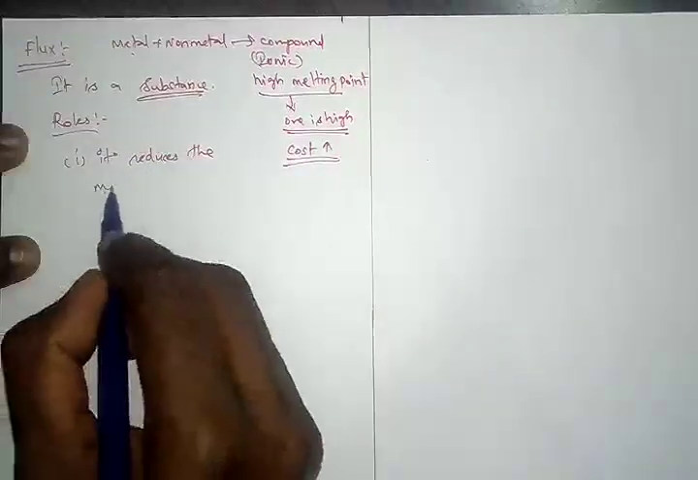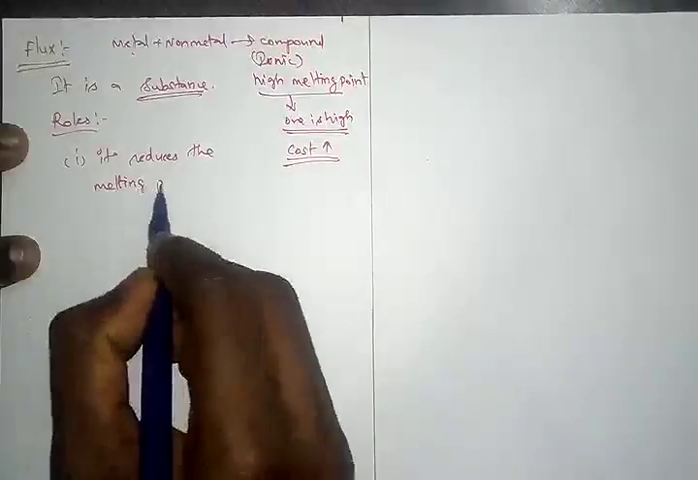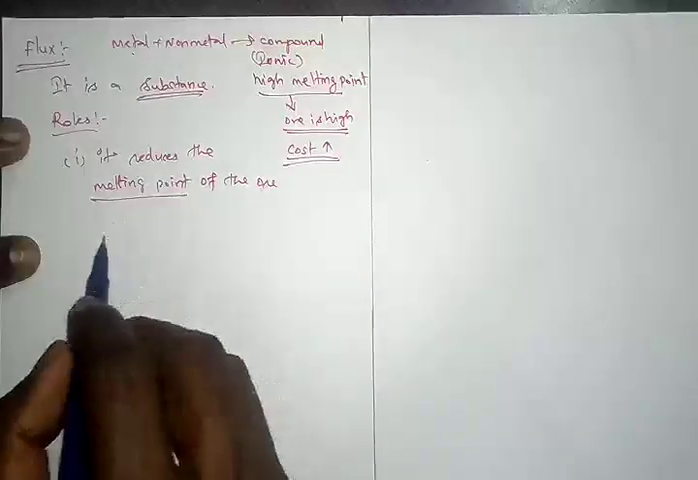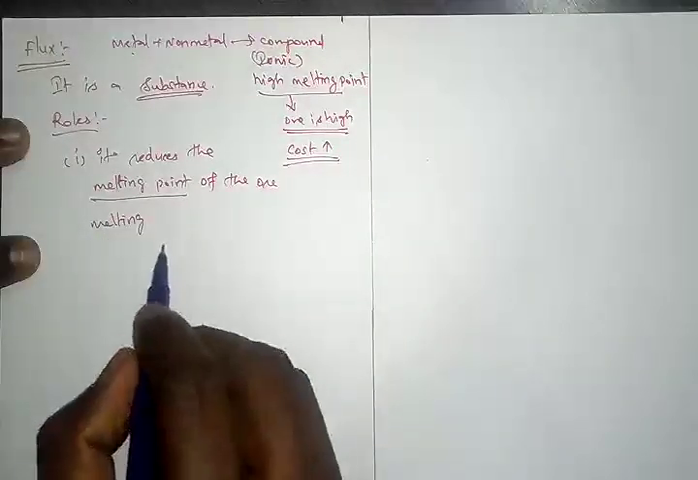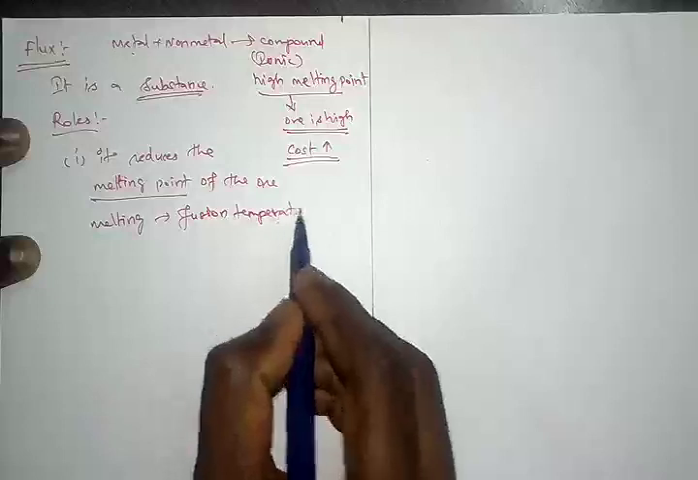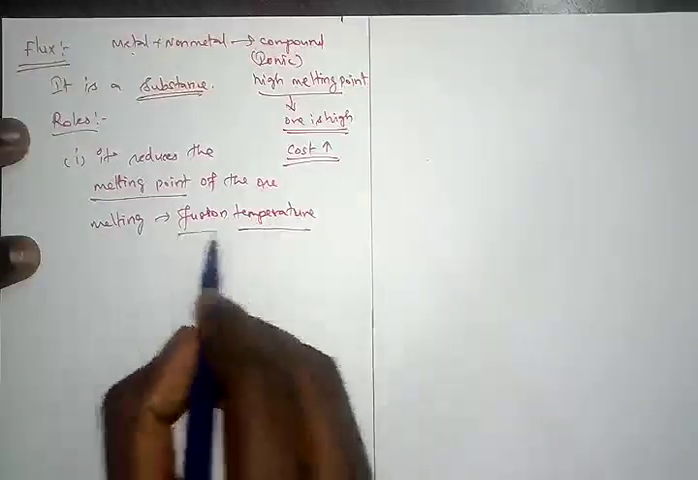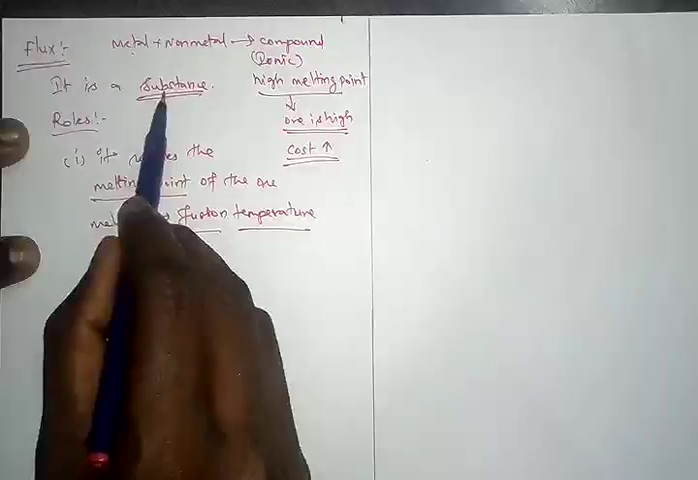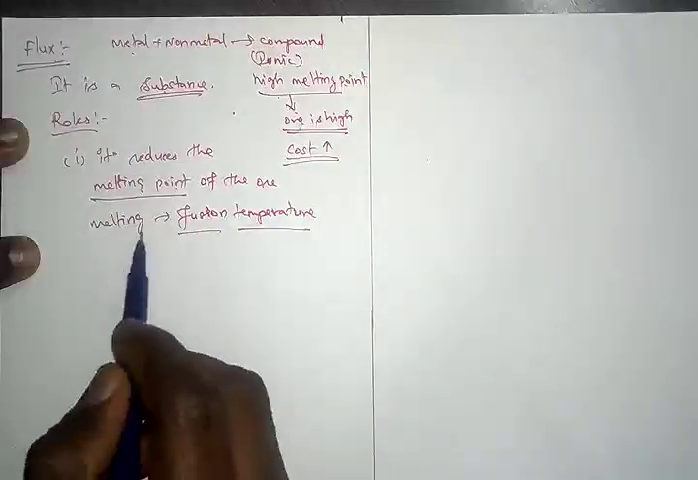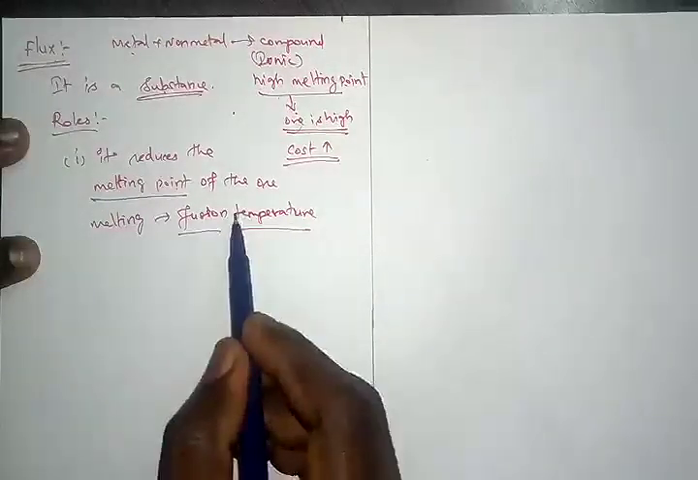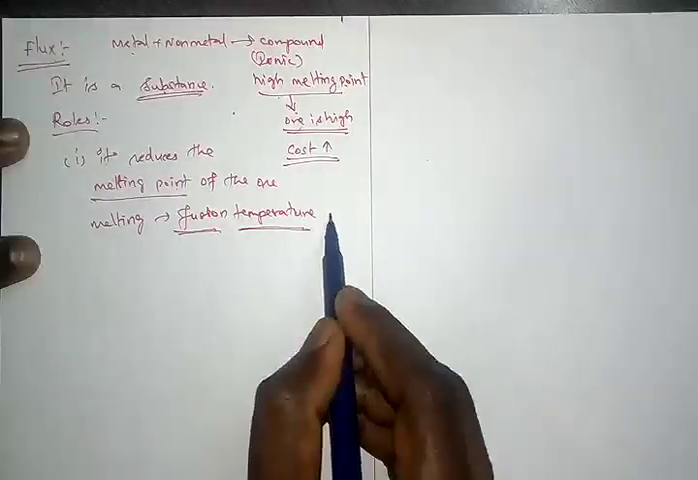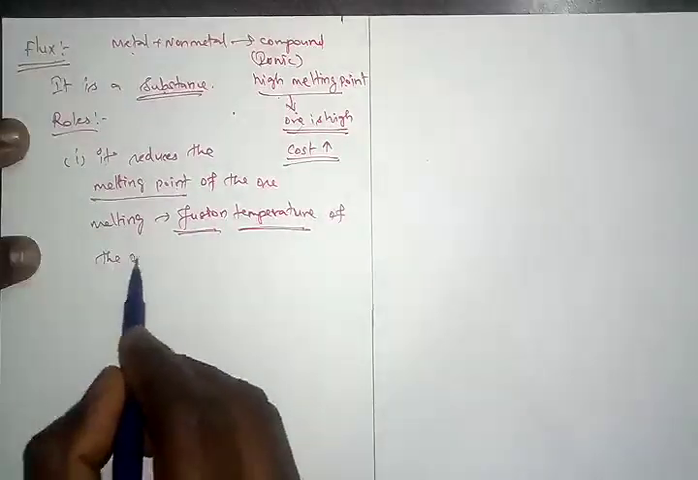the melting point of the mixture, the melting point of the ore. In your book, the melting point is given as fusion temperature. So when you add a flux to an ore, the high melting point of the ore is reduced to a lower melting point. That means it reduces the fusion temperature of the mixture of the ore. That's the first idea, my dear children.